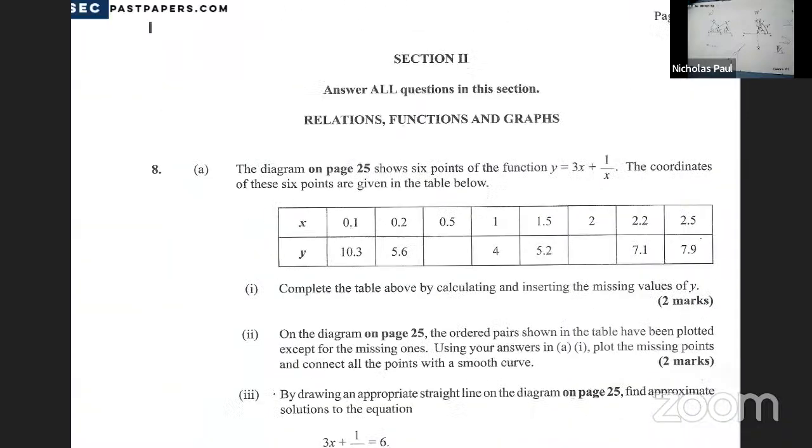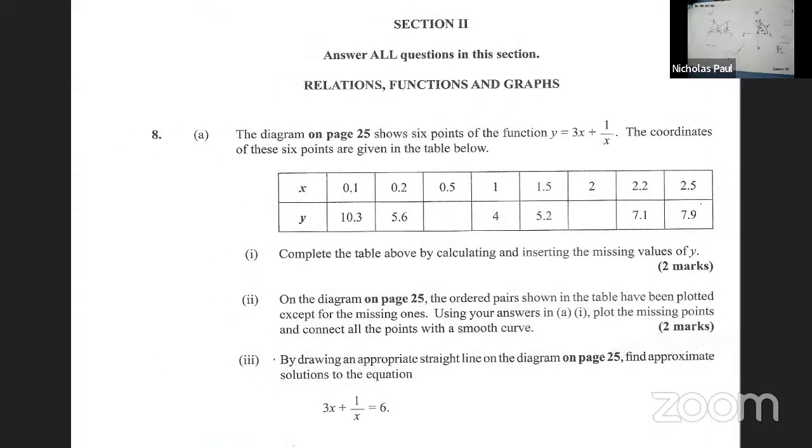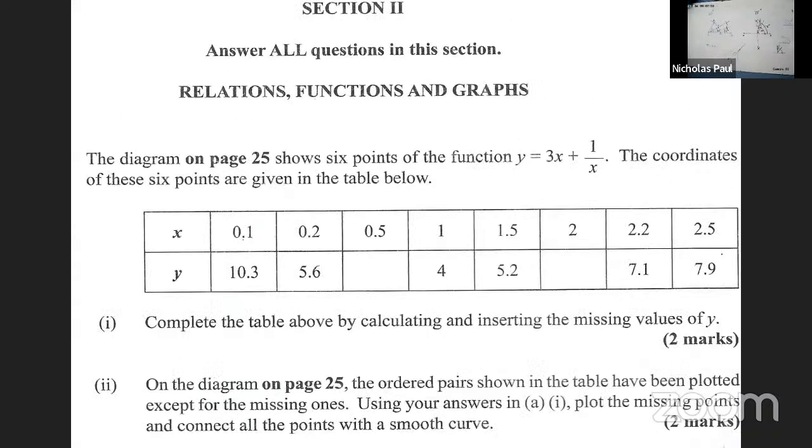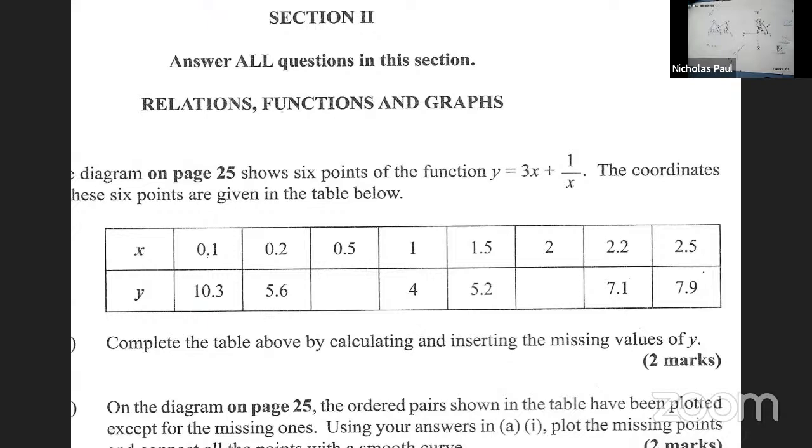All right. So this one is not as nice. They want you to complete the table. Complete that table there. Not that easy. 3x plus 1 on x. One decimal, please.